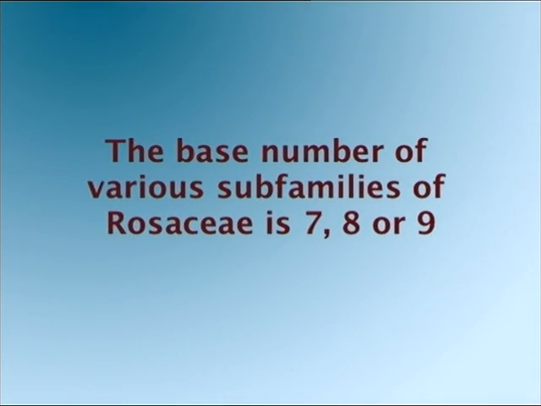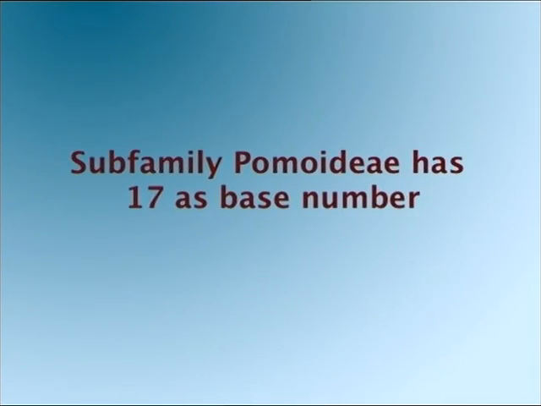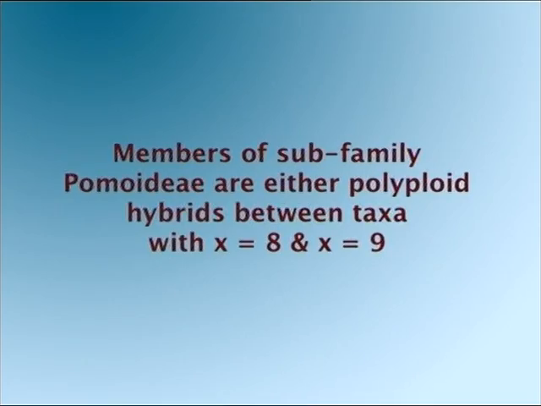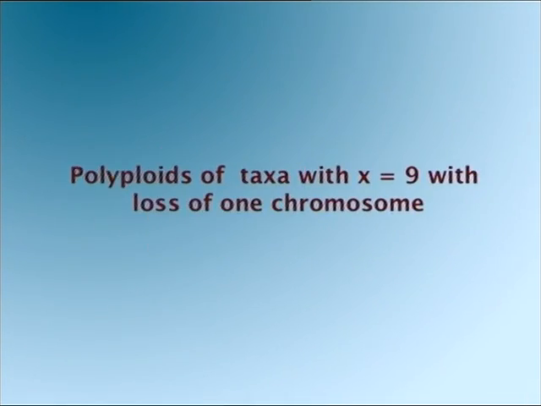The base number of various subfamilies of Rosaceae is 7, 8 or 9, but the subfamily Maloideae has 17 as base number. This suggests that the members of this subfamily are either polyploid hybrids between taxa with x = 8 and x = 9, or are polyploids of taxa with x = 9 with loss of one chromosome. Now the cytological variation at and below generic level. There are several examples where chromosome numbers support generic status.